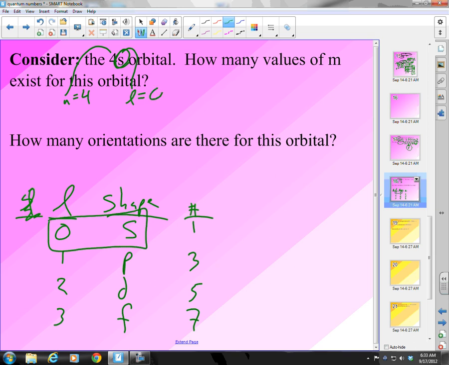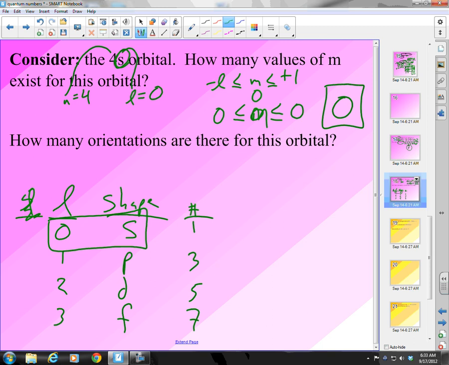My L is equal to 0. Good. Now, how many values of M do I have for this? Well, I go from -L to +L, including 0. My L is equal to 0, so 0 to 0. I need M between 0 and 0, including 0. So what is the value? Remember, 0 has meaning in quantum numbers. The value of M is 0 for 4s, right?